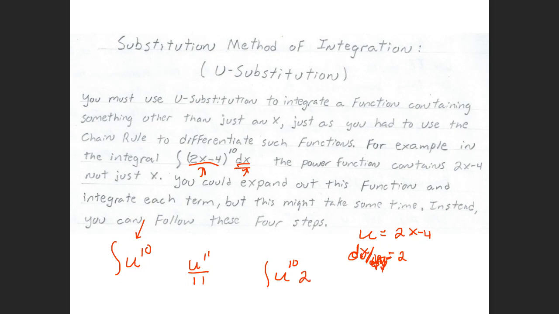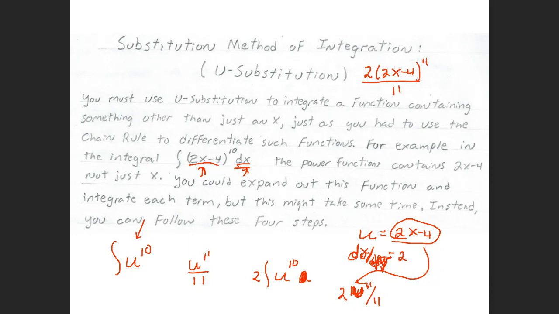Now, usually when we have just a constant, we bring it to the front. So I'm just going to bring that to the front. I'm going to take the antiderivative of this now. So that's going to be u to the 11th over 11. That's a u, I don't know why I put a 10. U to the 11th over 11, and then I have the 2 out in front. And then my last step is I take that u value and I plug it back in here. So my answer would be 2x minus 4, to the 11th, over 11.